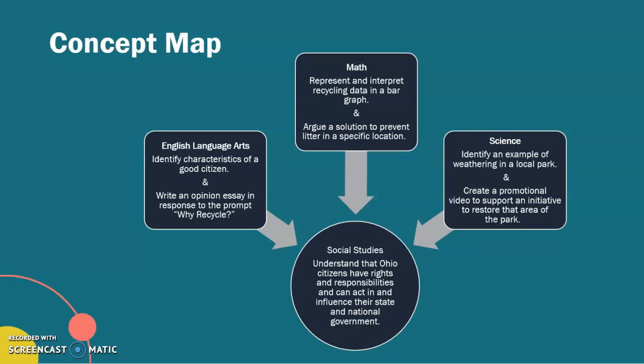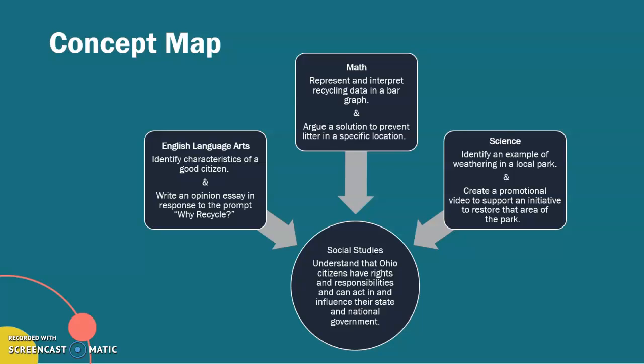So finally, we have our third component, which is the science lesson. And this lesson is going to be focusing on how pollution can lead to things like acid rain, which in turn leads to weathering, which can affect areas in, for example, a local park where there's a bunch of old stone structures. So then students are going to create a promotional video to support an initiative to restore that area of the park that was affected by weathering and pollution.